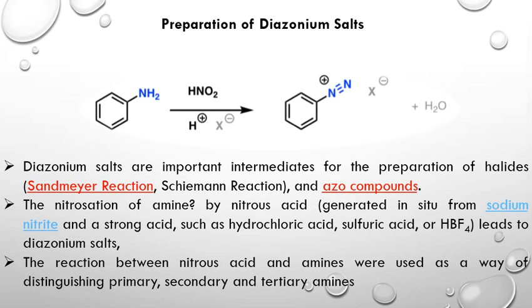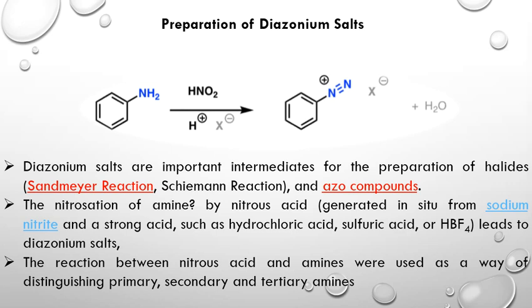This experiment is very important because diazonium salt as an intermediate is used in many experiments and reactions for the preparation of other intermediates and products, like in the Sandmeyer reaction. We can also use this experiment to distinguish between primary, secondary and tertiary amines.